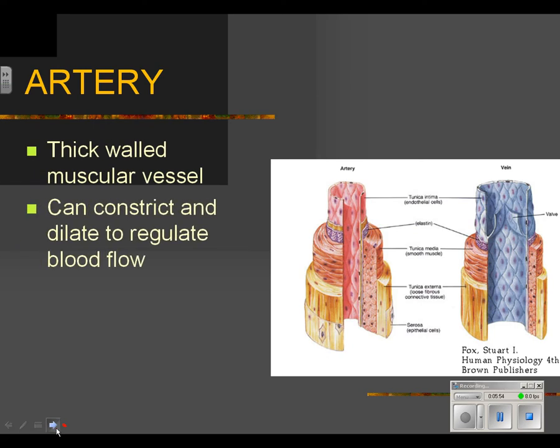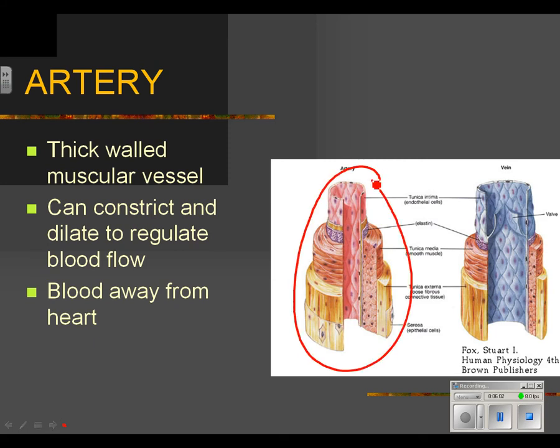An artery is a very thick-walled muscular vessel. On this slide here, they're showing you the musculature around an artery. Why would arteries have muscles around them? Well, they can constrict and dilate to regulate blood flow. So an artery will constrict if there's less blood needed and dilate if there's more blood needed.